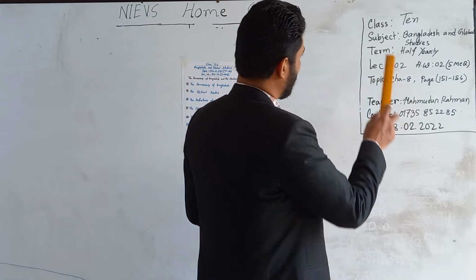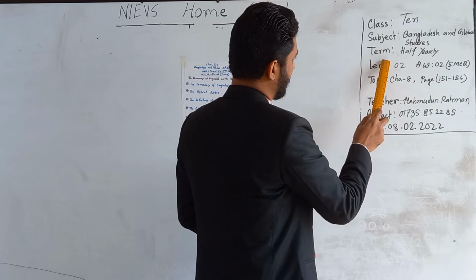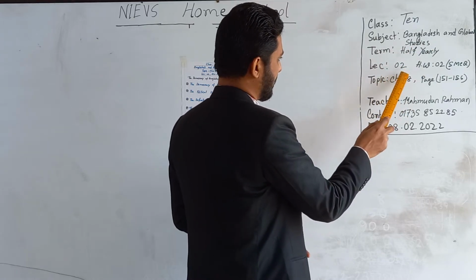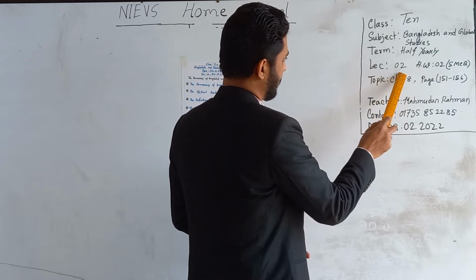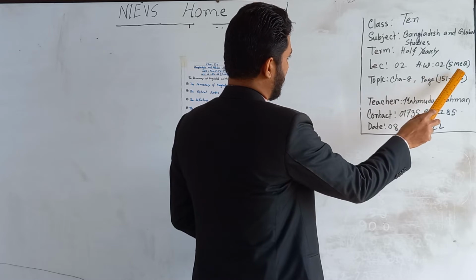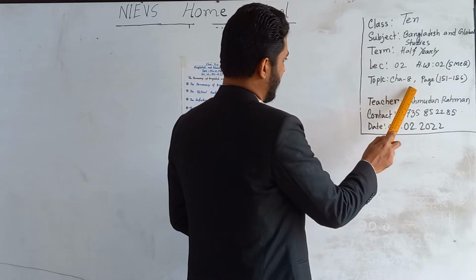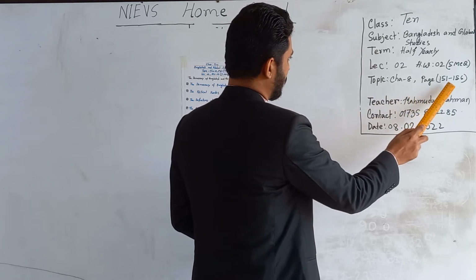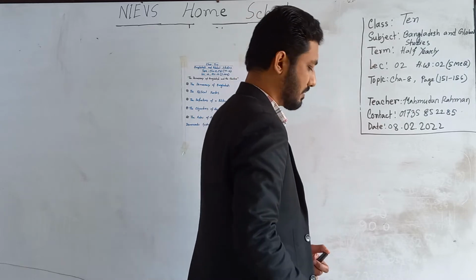This is the class for the students of class 10, subject Bangladesh and Global Studies, term half yearly. This is your lecture number 2 and your homework number also 2. I repeat again, this is your lecture number 2 and homework number also 2. And your homework will be 5 multiple choice questions from today's discussion. Topic: chapter number 8, page number 151 to 156. Teacher Mahmudur Rahman, and this is my contact number.